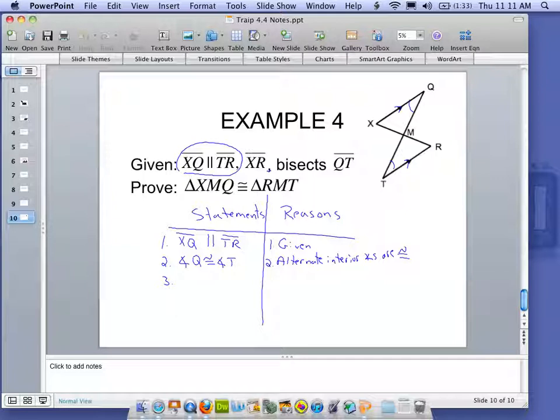Now, this little comma here is a mistake. That's a typo. So my next information is that segment XR bisects segment QT. That was given information to me. And if I go over to my diagram and I see that XR is cutting QT in half, then it must be true that QM and TM are congruent. So step number 4 is QM is congruent to TM, and that's because I know the definition of bisect.